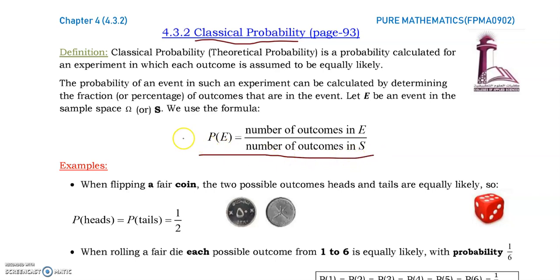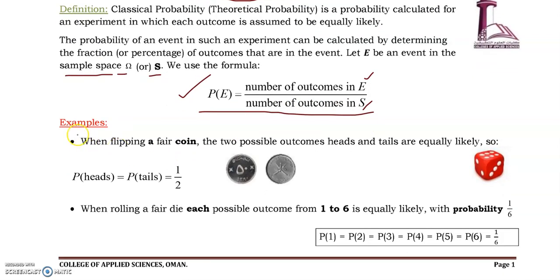What is this rule? That is P of E, that is probability of the event E, is equal to the number of outcomes in the event E divided by the number of outcomes in S. This S is nothing but the sample space, denoted by omega or S. This E is nothing but an event. Now we can see a few examples to understand this rule in a better way.